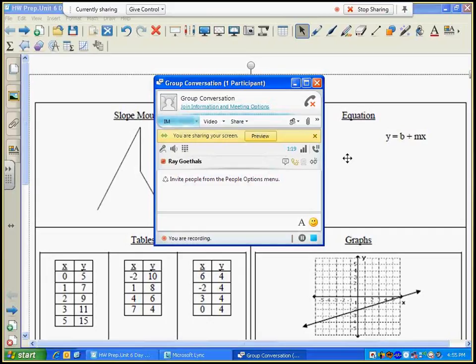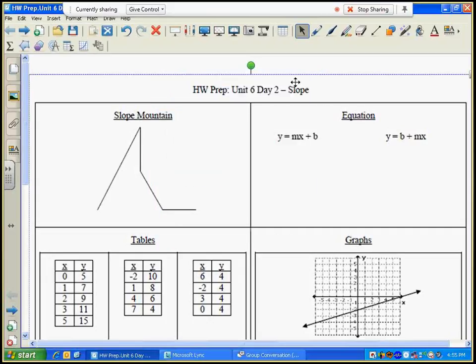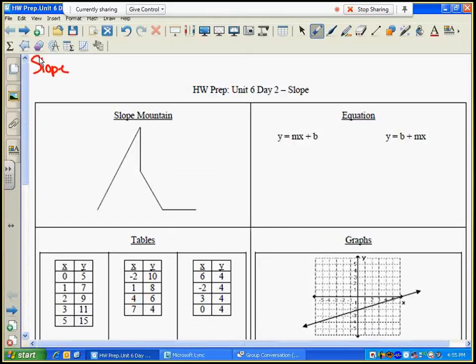Okay, homework prep, Unit 6, Day 2. A couple things I want you guys to write on the top real quickly. When you're dealing with slope, it has a lot of other names as well. We talk about things like rate of change. Write this down with me.